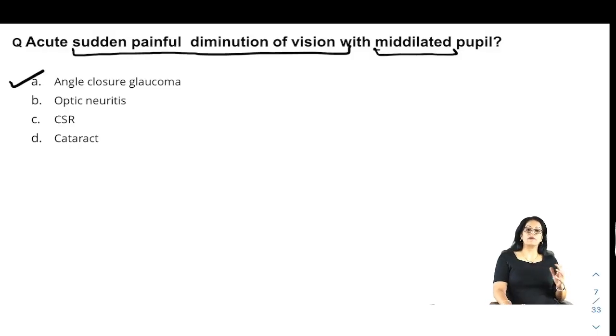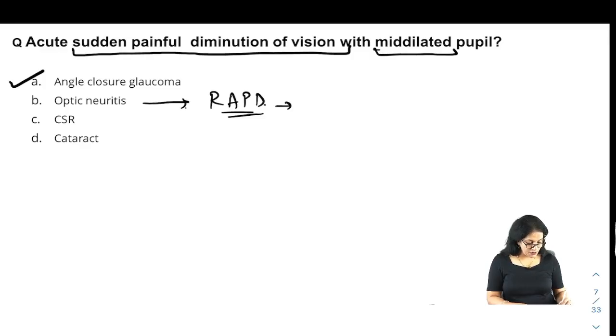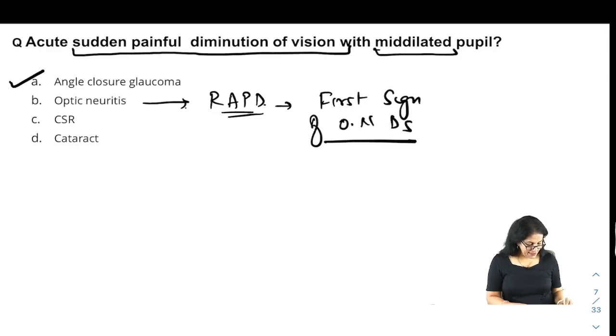Optic neuritis may or may not be associated with pain, but again, mid-dilated. If you look at the sudden painful diminution with mid-dilated pupil, it goes more in favor of angle closure than optic neuritis. That is one important thing you have to remember. Optic neuritis is nothing but optic nerve disease, so the pupil will show not mid-dilation but RAPD, a relative afferent pupillary defect. This is the first sign of optic nerve disease. We'll remember that.